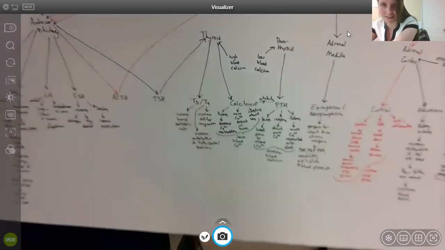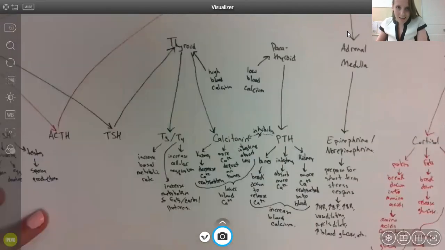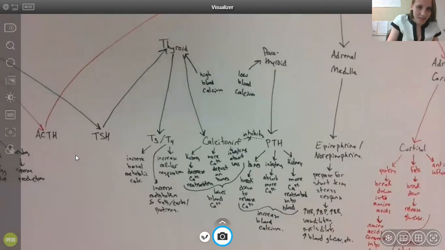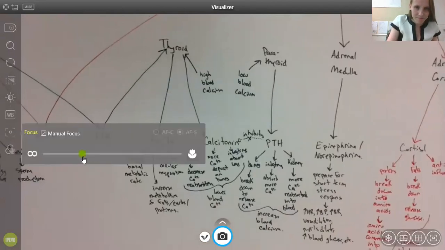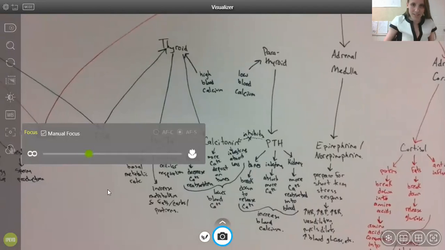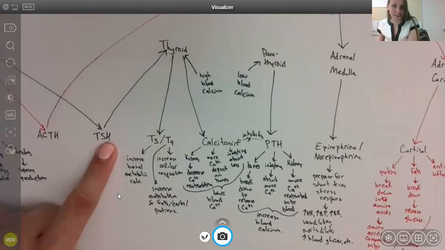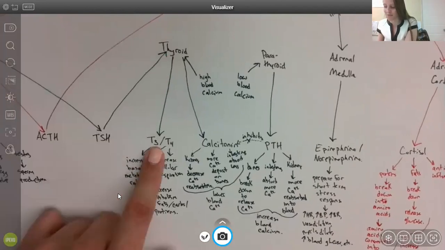Now let's zoom in on the thyroid here for a second. Sorry, let me just get that into focus. That's probably as good as I can get. Okay. So the thyroid, once stimulated by the thyroid stimulating hormone, will release T3 and T4.